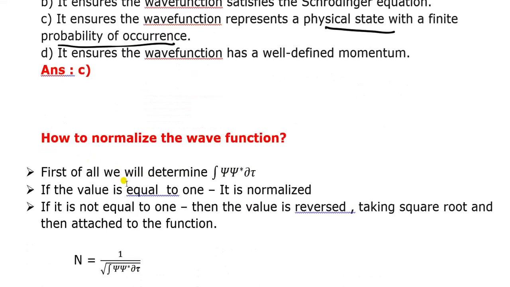The next topic is how to normalize the wave function. First of all, we determine the integral of psi square d tau. If the value is equal to 1, it is normalized. In some cases it is not equal to 1; then what do we have to do? The value is reversed, taking the square root, and then attached to the function.